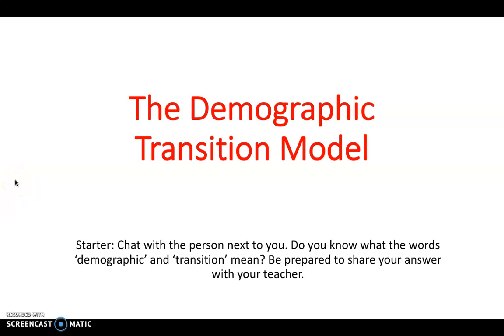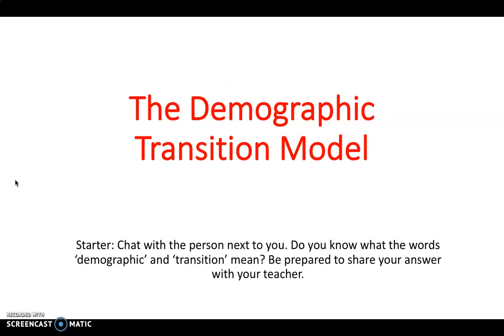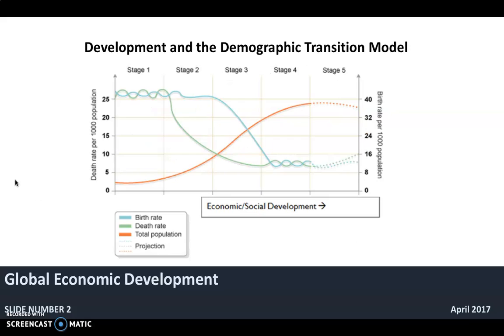Today's lesson looks at the demographic transition model. Hopefully you've had time to have a chat with the person next to you and think about what these two terms mean. When we refer to demographic, we're talking about features of a country's population. When we refer to transition, we're talking about change. So the demographic transition model is looking at changes in a country's population or a place's population, and in this case we're looking at change over time.